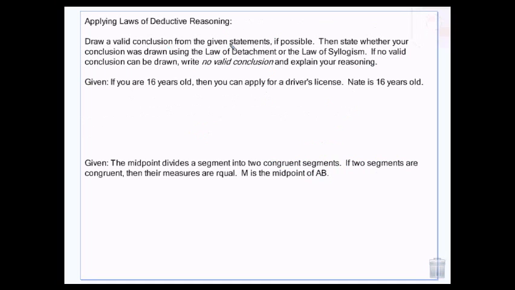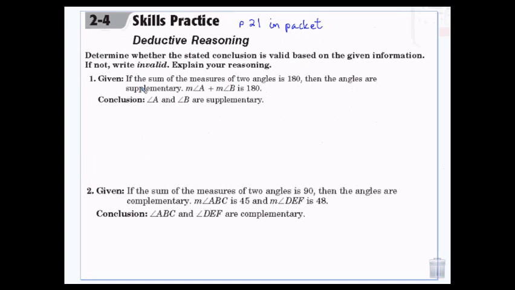Okay. So we'll start the first one. If the sum of the measures of two angles is 180, then the angles are supplementary. Okay, here's P, here's Q, and then we have this statement, that's P repeated. The sum of the angles is 180. So angle A and angle B is 180. So our conclusion is A and B are supplementary. It's valid. And that's because this is the Q. So it went P, Q, P, Q. Okay. So it's valid.